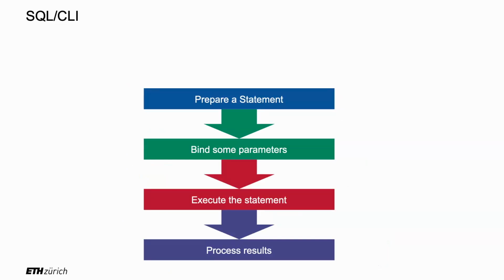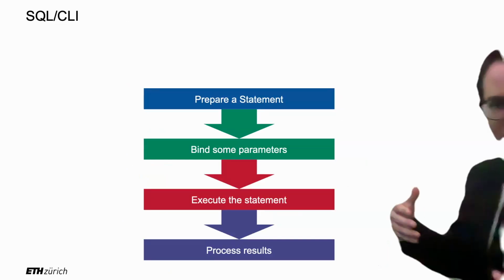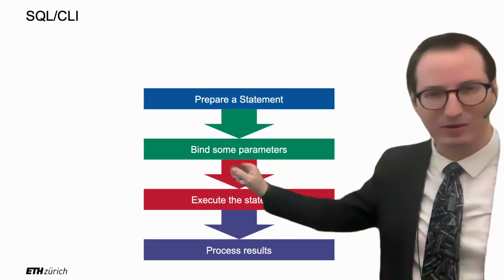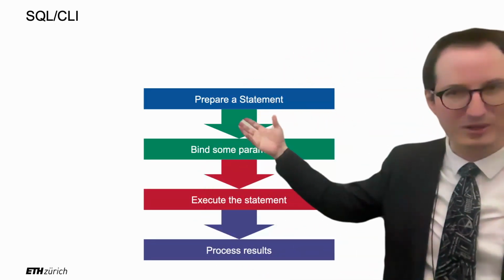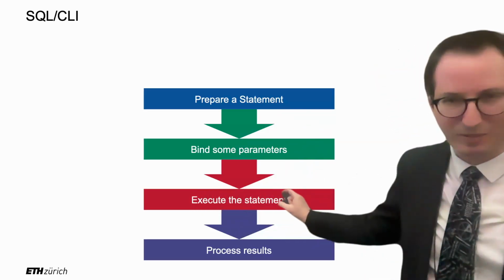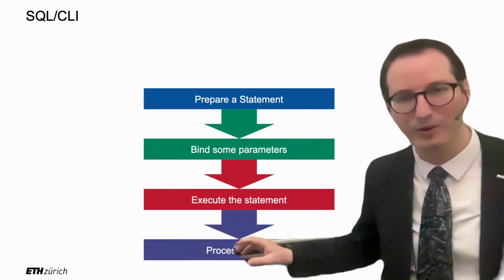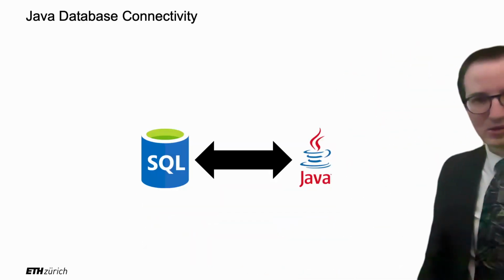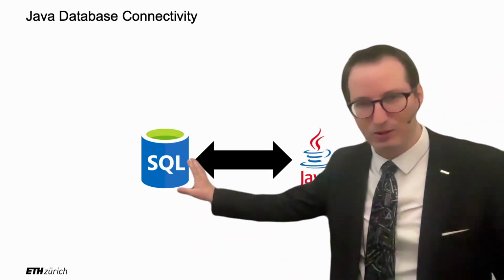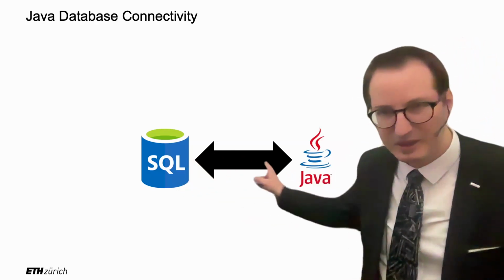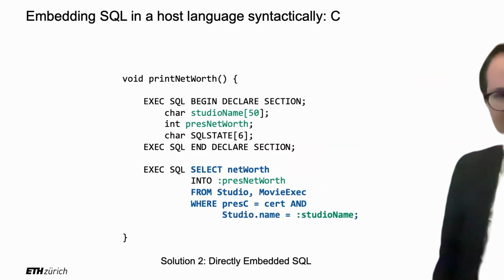So the idea is that from a programming language perspective, now you have your imperative hat, right? So you prepare what's called a statement. You bind some parameters, maybe those that the user on the website entered, like their search. You execute the statement, which means you ship the SQL query to PostgreSQL internally, and then you process the results. There is something called Java Database Connectivity, JDBC, that is some way of connecting to the SQL database.